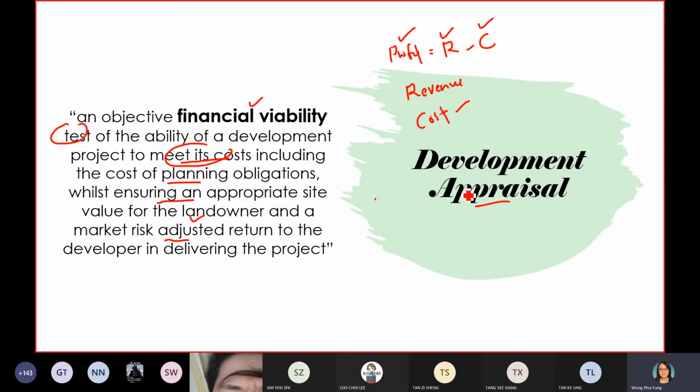So basically it is to test viability: feasible or not. We kickstart this project. Does it bring a sufficient rate of return? Does this project have sufficient surplus at the end? So that is the answer to why we do development appraisal.